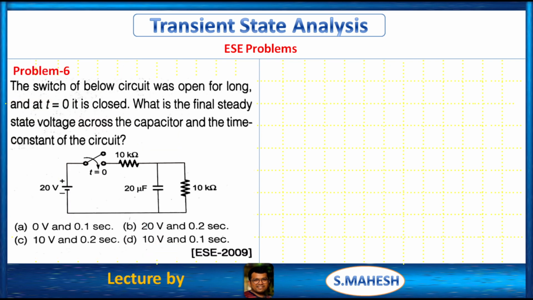Next, the switch of the below circuit has been open for a long time, and at t equals 0 it is closed. What is the final steady state voltage across the capacitor and the time constant of the circuit? We have to calculate.